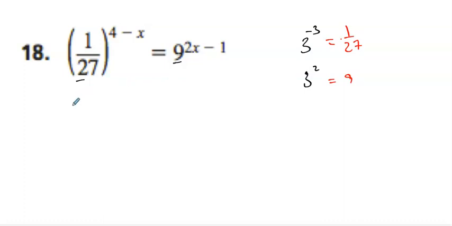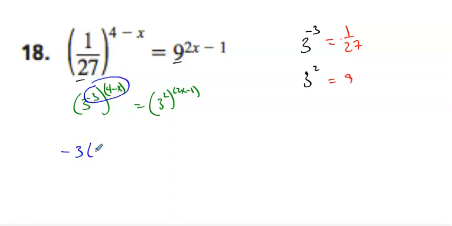So I'm going to rewrite this one as 3 to the negative third power, all raised to the 4 minus x, and that equals 3 squared to the 2x minus 1. And then I'm going to apply my laws of exponents. So this is going to be negative 3 times 4 minus x. That's why I put the parentheses there. I just want to remind you that this is negative 3 times that quantity of 4 minus x. So you have to distribute here. Be careful on that one.